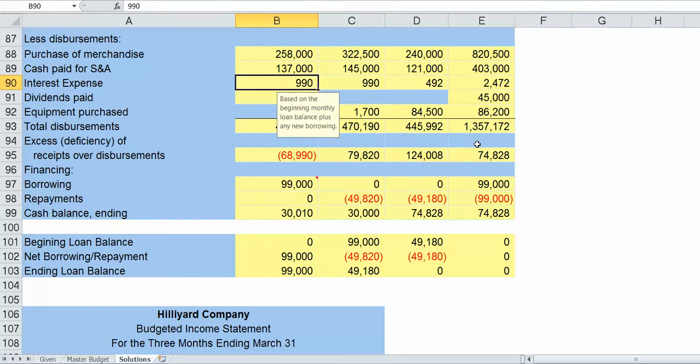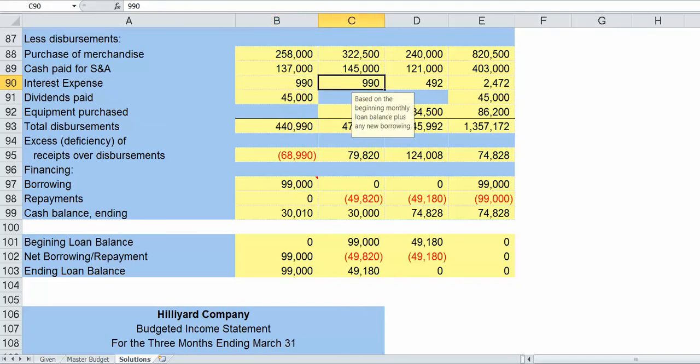Interest expense is based on our beginning monthly loan balance plus any new borrowings. So our beginning balance was 0, but we had $99,000 in new borrowings during the month. So for the month of January, our interest expense was $990. Since repayments are assumed to be made at the end of the month, in February, we still owed $990 in interest.